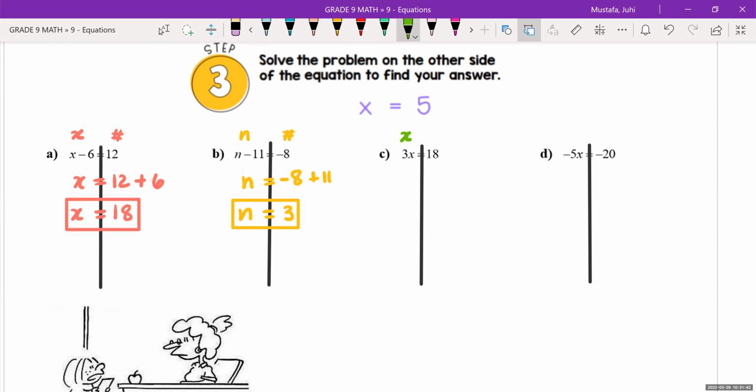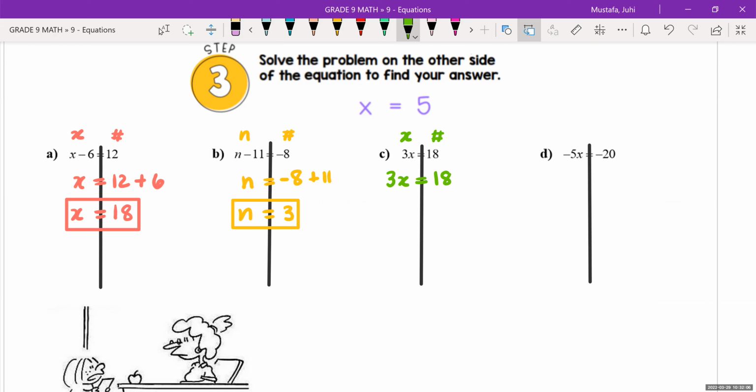Okay, so for this example, I want my x's to stay on that side. I want my numbers to stay on the other side. Do you need to label those? Nope, I'm just doing it so you can see what's happening. And in this question, which I'm going to rewrite over here again, we have 3 times x is equal to 18. What is the opposite operation to multiplication?